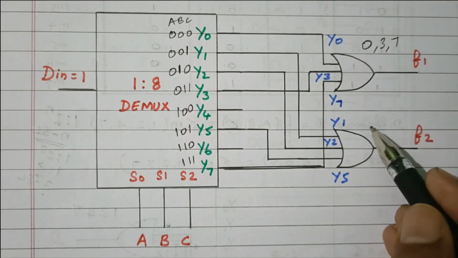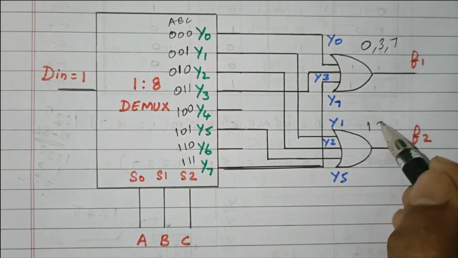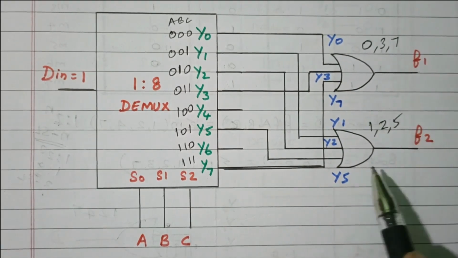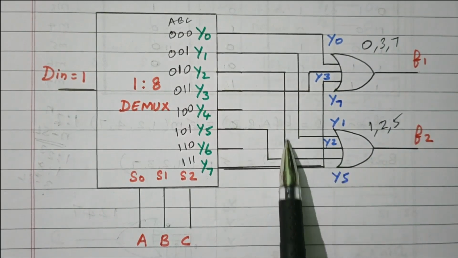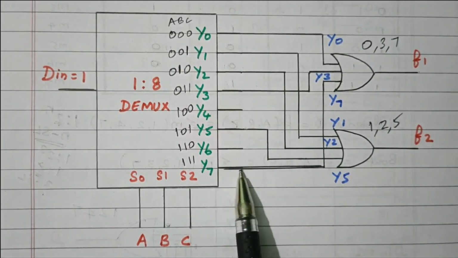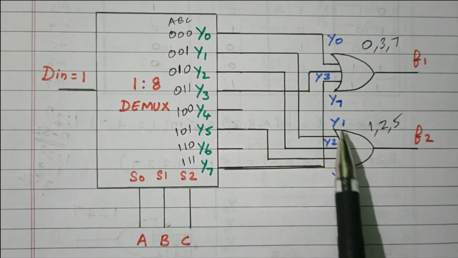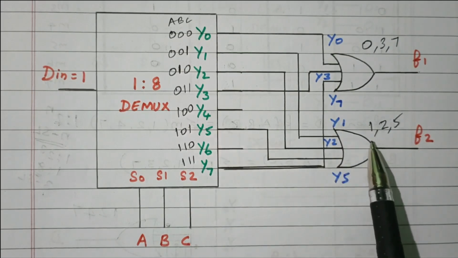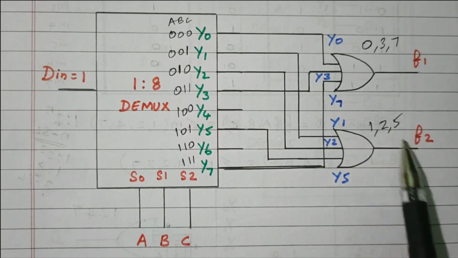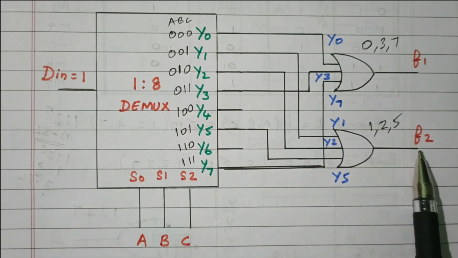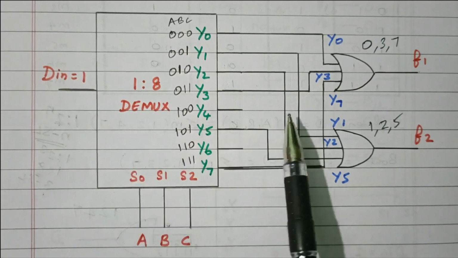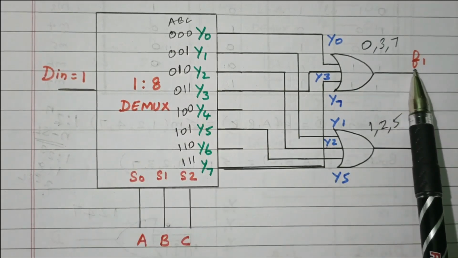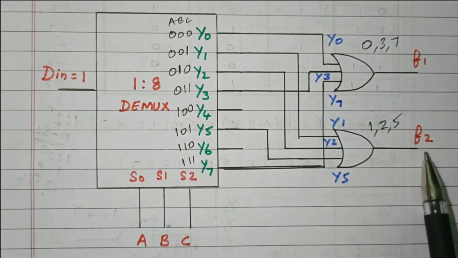Similarly, for function f2, what do we need? 1, 2, 5. So 1 is connected, then 2 is connected, then 5 is connected. So these 3 inputs are connected. It will give the sum of minterms 1, 2, 5, function f2. So we got the output by using this 1 to 8 demultiplexer. We got the logical functions f1 and f2.